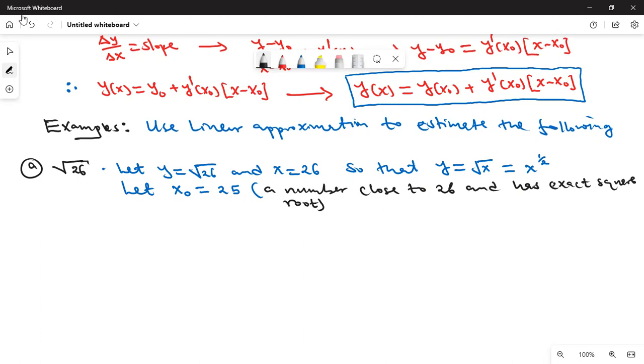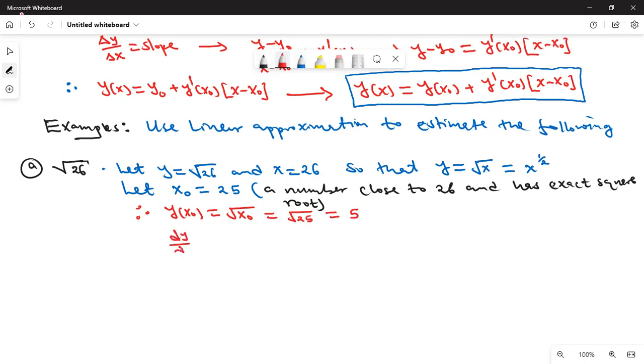So now we can find our y naught, now that we know x naught. Therefore, our y at x naught, which we are saying is y naught, will be the square root of x naught, which is the same as the square root of 25, and that will give us 5. So now we know y at x naught. Now we need dy dx.